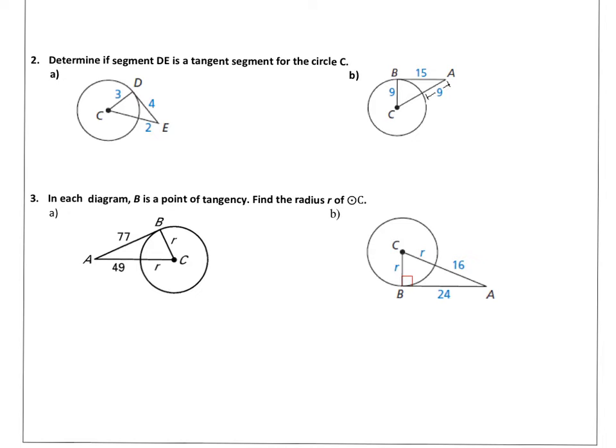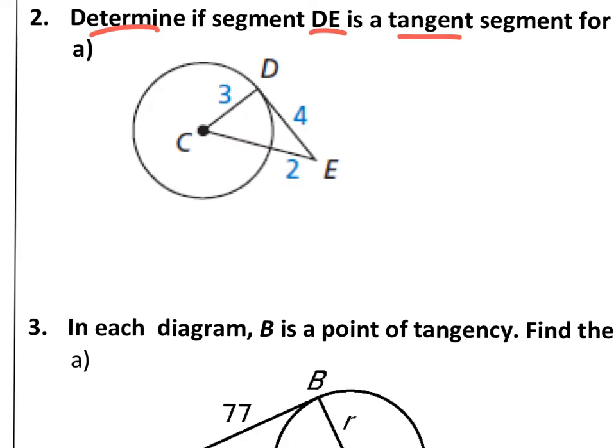Now, the next problems have a similar setup. I still want to determine whether or not DE is tangent to my circle. But let's take a closer look at these problems. So once again, I'm just trying to figure out, is this a right angle here? So is this triangle a right triangle, essentially, is what I'm asking.